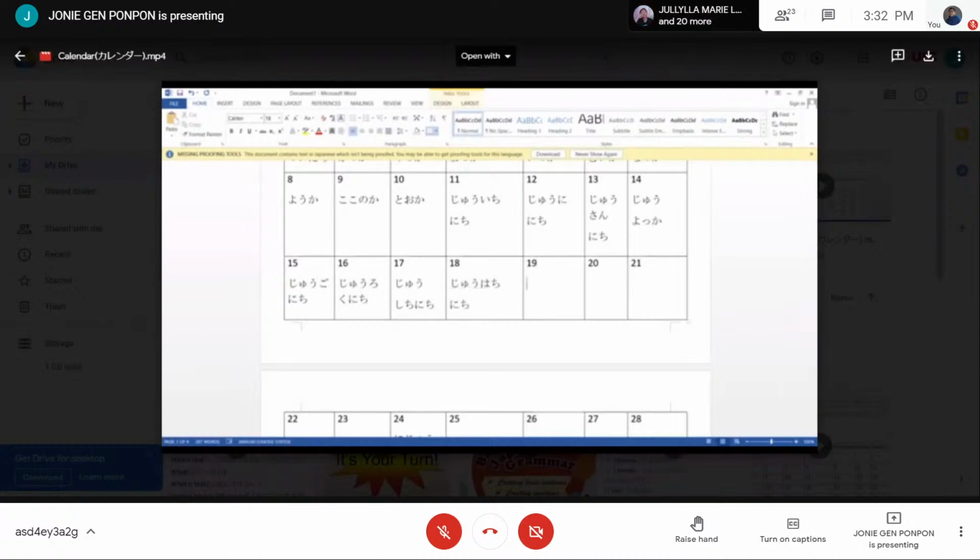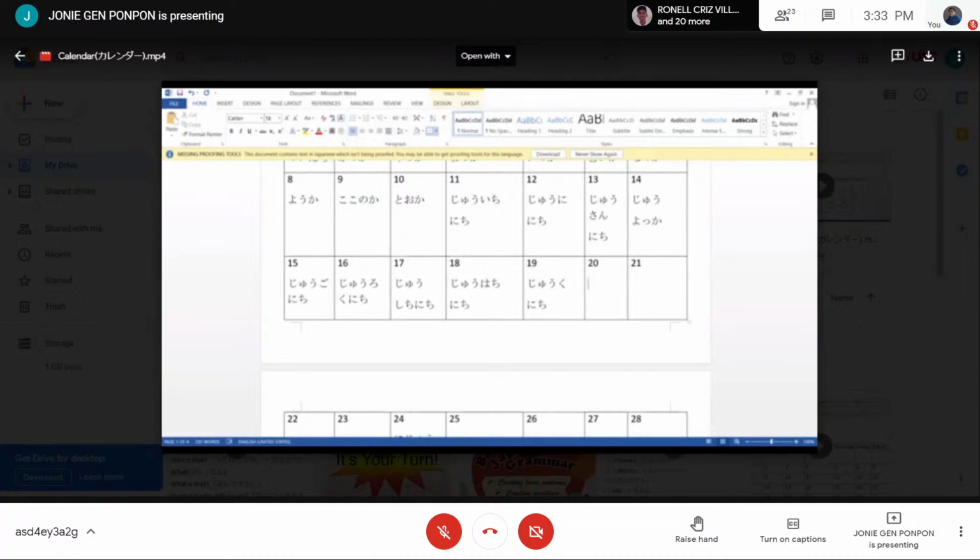And then for 19, another exemption. That is not Jukyu Nichi, but Juku Nichi. Okay? So remember. And then for 20, another exemption. That's why I told you earlier, there are so many exemptions. Okay? So for 20, that is not Niju Nichi, but that is Hatsuka. Okay? Hatsuka.